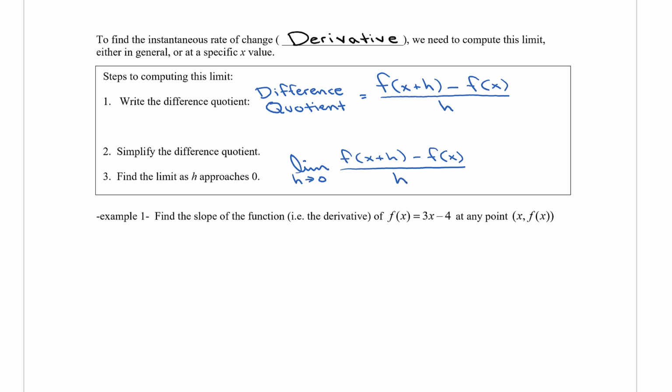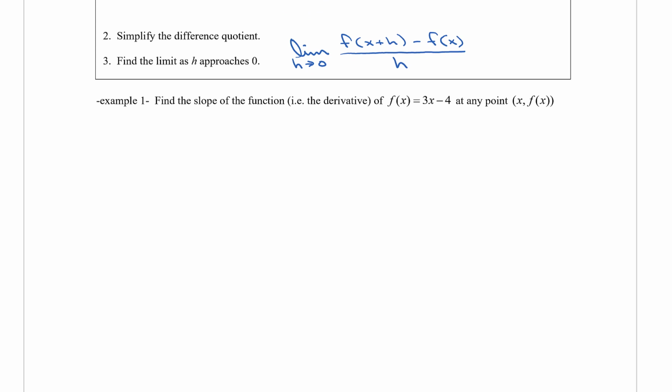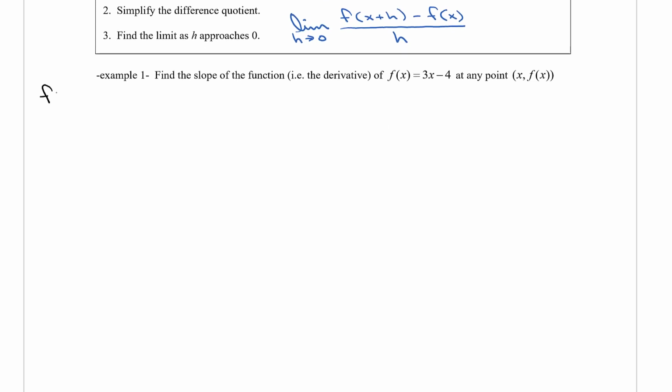Example 1. Find the slope of the function, that is, the derivative of f of x equals 3x minus 4 at any point x comma f of x. So I'm going to begin by writing f prime of x, or the derivative of f of x, is equal to the limit as h approaches 0 of f of x plus h minus f of x over h.